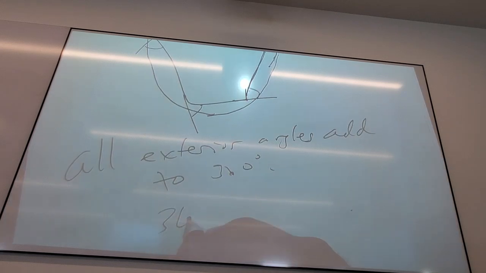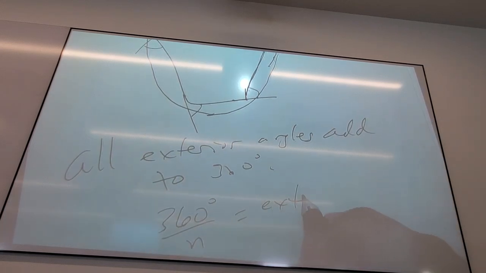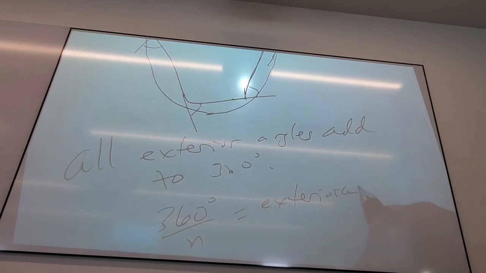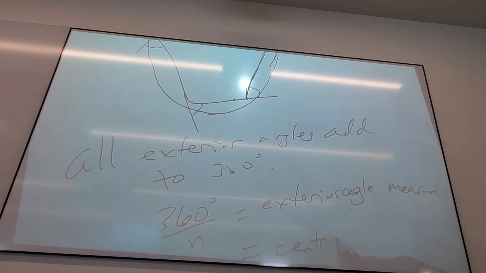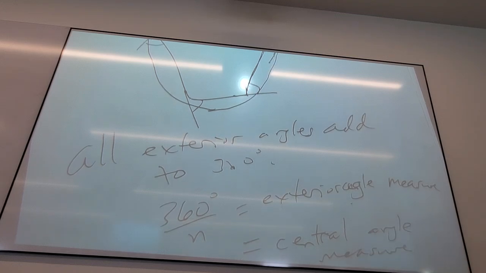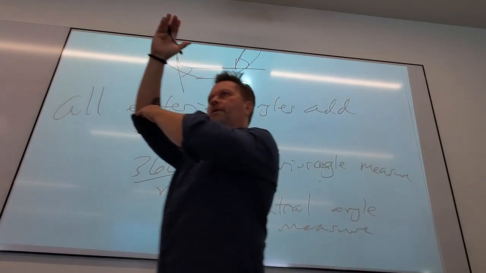Isn't this the exact same formula for a central angle? You can do it, Jeff. Exterior angle measure also equals the central angle measure. So the central angle measure is exact same as the exterior angle measure. Okay.